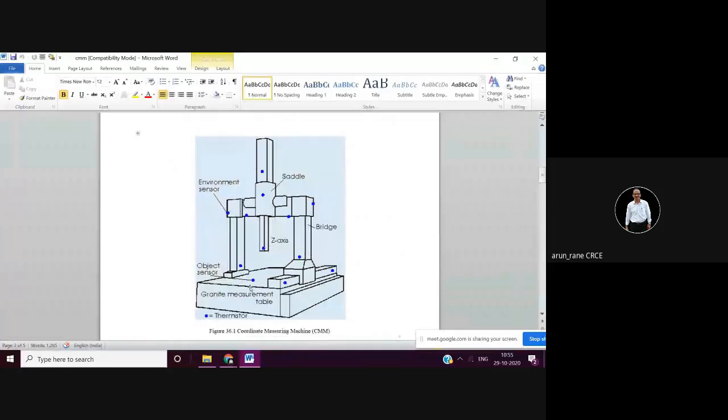Now, different types of CMM are there. This is your bridge type machine. You have box type machines. Then you have cantilever type machines. But generally, this is the most popular machine.